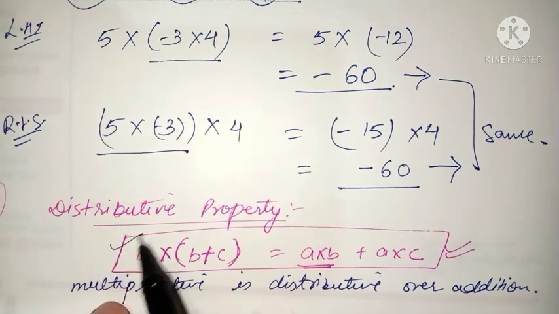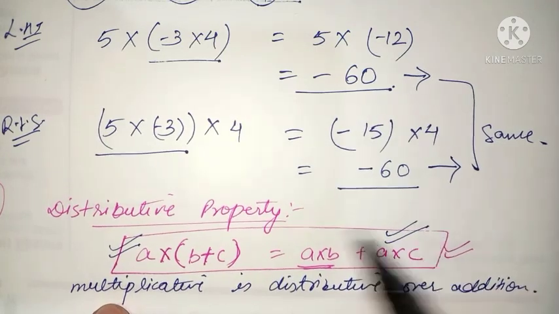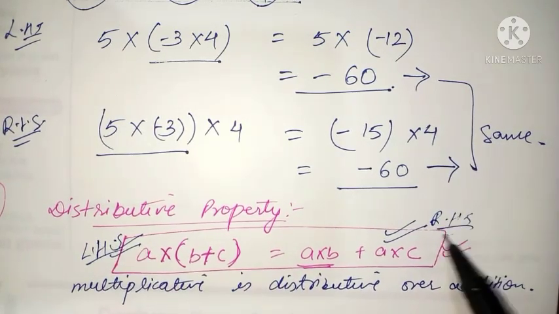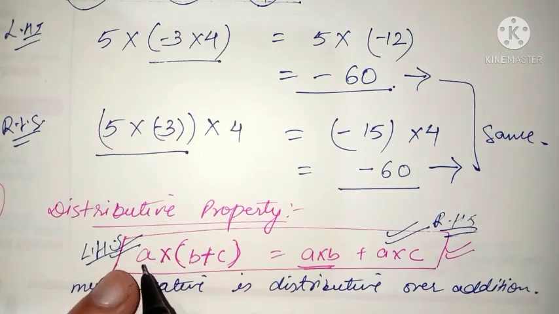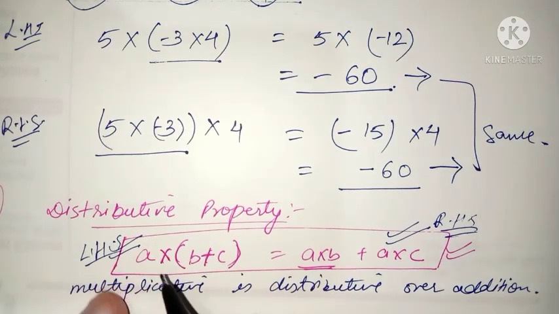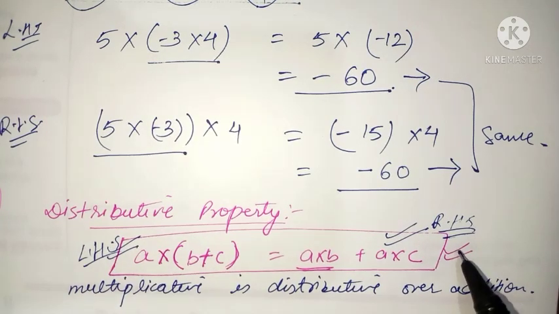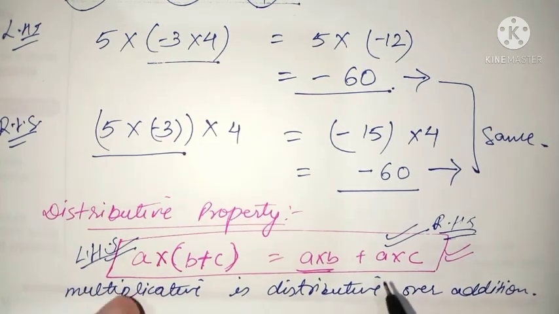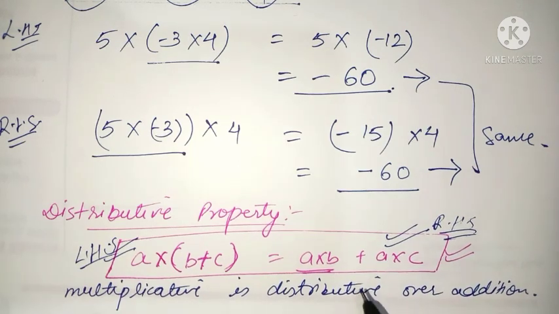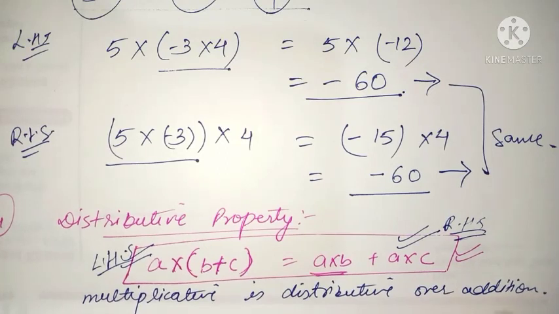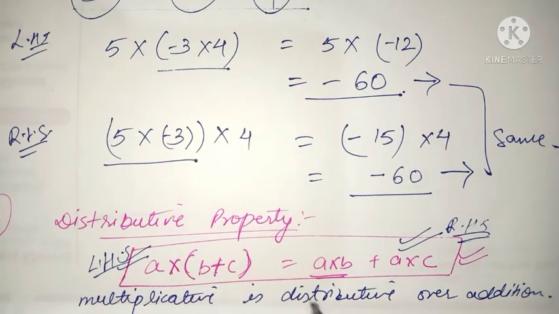Take it as LHS, take it as RHS, and take three different numbers. Put those numbers in LHS and then in RHS, and see whether both give the same result or not. They would, because this property holds in integers, that is, multiplication is distributive over addition.